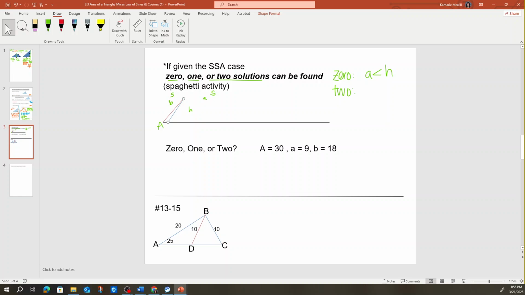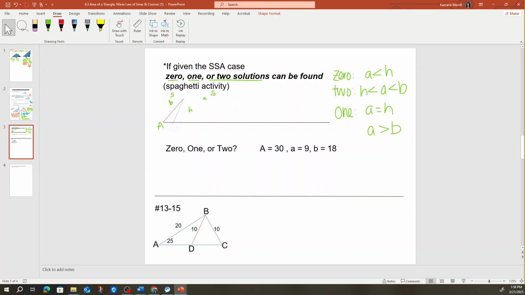So A, the opposite leg from the angle given, is now longer than H. It's longer than H, but it does have to be less than B. Because if it was longer than B, that would be a 1 triangle scenario. So the 1 triangle scenario is if A is the H, but also if your A is bigger than B, it's also for sure bigger than the H. Let's go through that, okay?